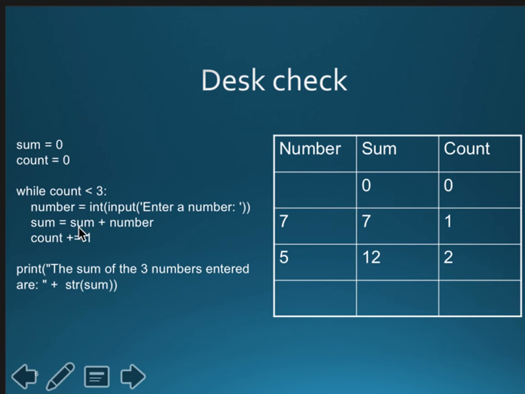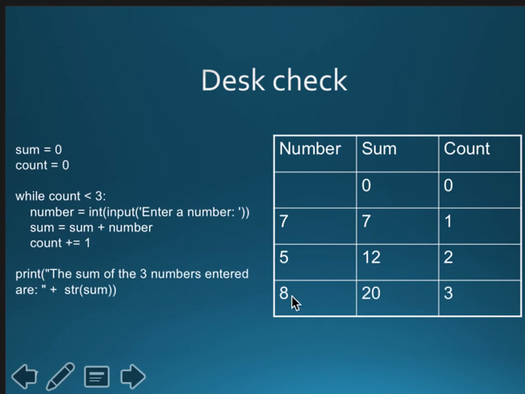Then I add this number to sum. So sum was 7 plus 5 is 12. So now sum becomes 12. And count becomes 2 because I add 1 to it. Okay, so after the second execution of the loop, the numbers stored in my variables are 5, 12, and 2. So let's check count. Is count still less than 3? Well, yes it is, because it's 2.